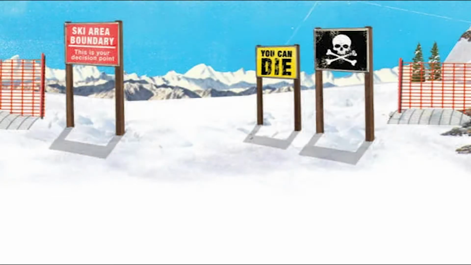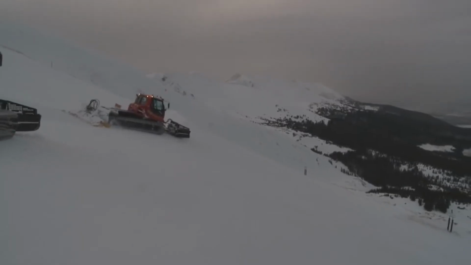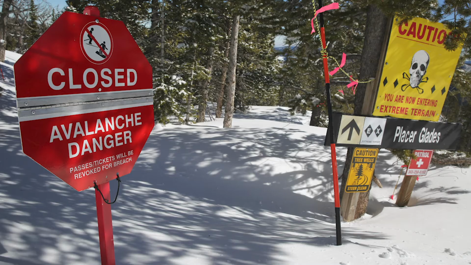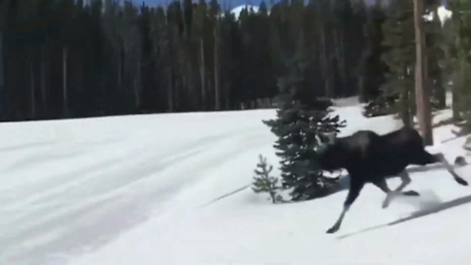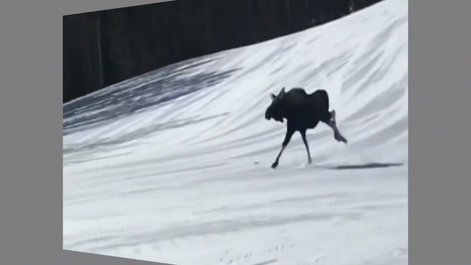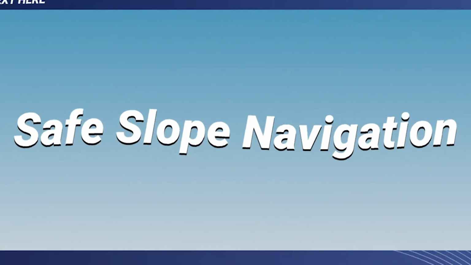Help your students notice signs throughout the lesson. A rope line is the same as a closed sign. Many students may not be aware of the potential hazards they may encounter in closed areas. Snowmaking or grooming equipment, avalanche danger, patrol work, cliffs, creeks, moose, and other wildlife are all possibilities. Teaching safe slope navigation is a vital part of any lesson.